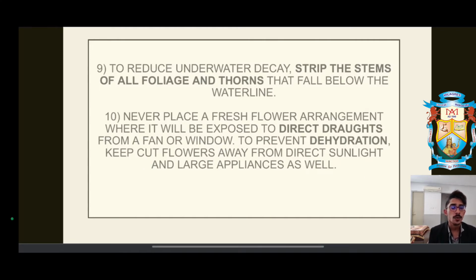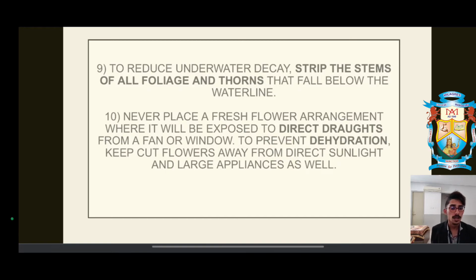And finally, the 10th point is never place a fresh flower arrangement where it will be exposed to a direct draught from a fan or a window. So basically, when we finish doing a particular flower arrangement, we should never keep it near a direct draught. Now what do you mean by a direct draught? Maybe direct sunlight as well as direct exposure to high winds.